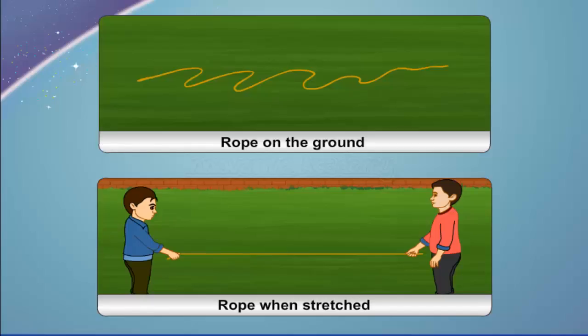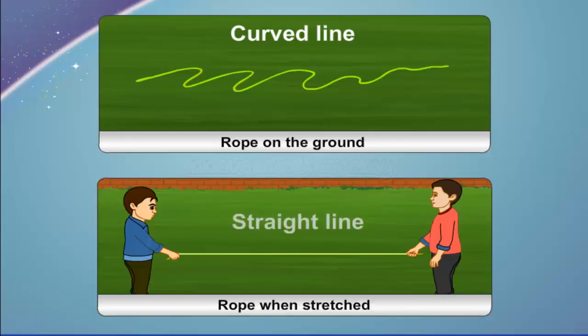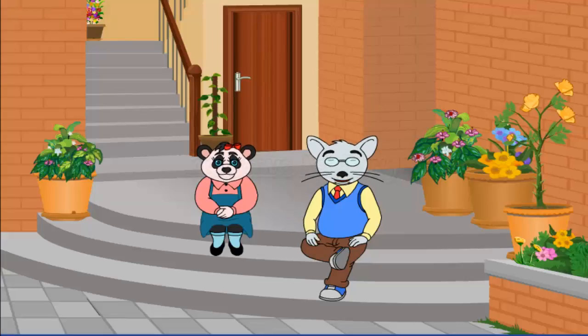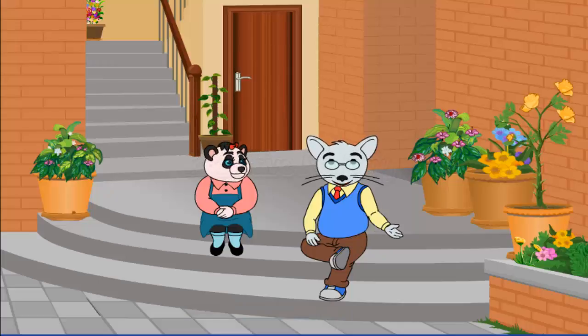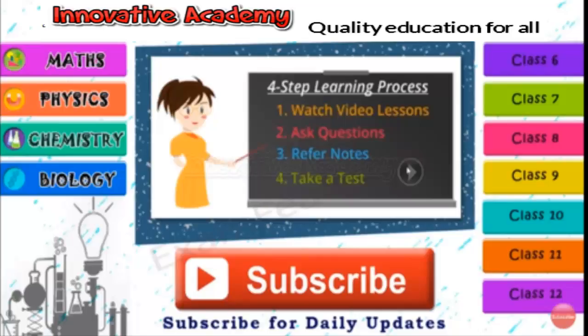Similarly, when we drew a line along the rope that is on the ground, we get a curved line. And when we drew a line along the stretched rope, we get a straight line. Students, now you can easily see the difference between a straight line and a curved line. Can you not?